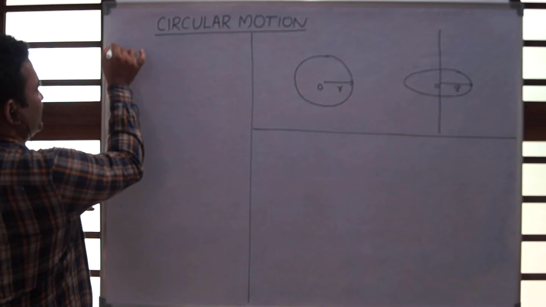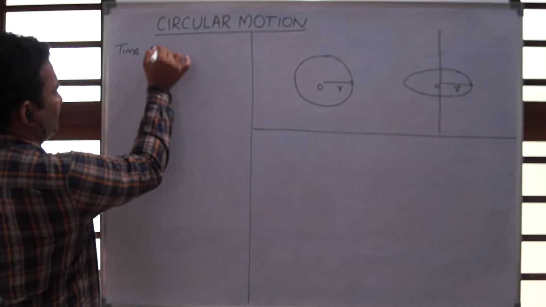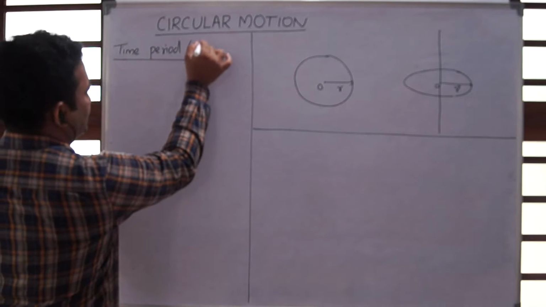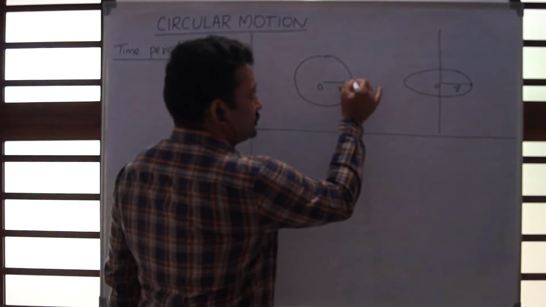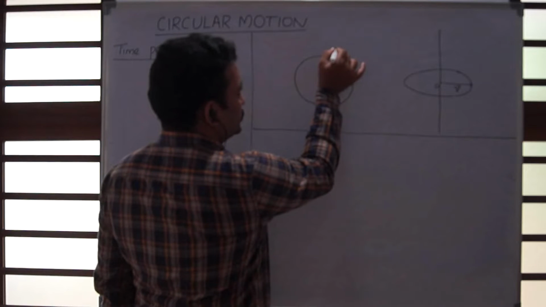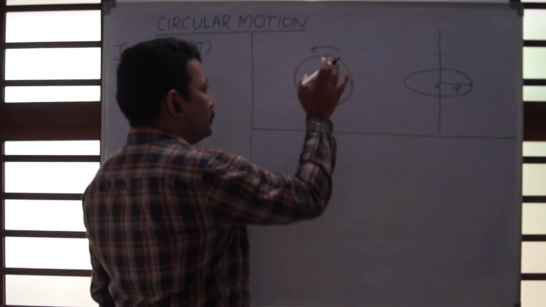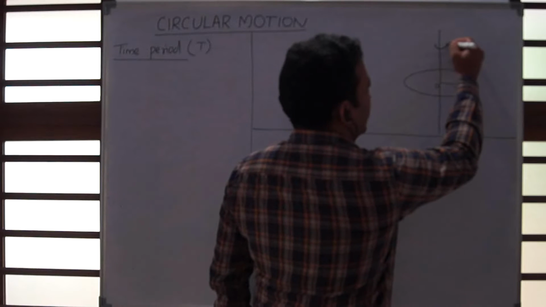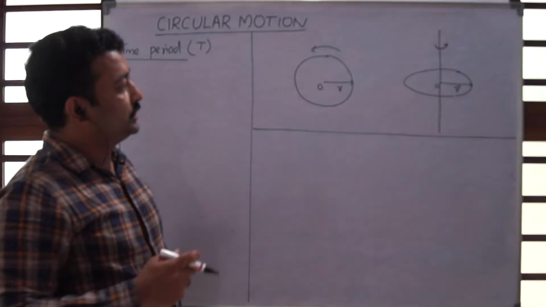The first one, as all of you know, is the time period of motion. Time period is represented by capital T. What is time period? If the particle starts from this point and moves along the circle like this, suppose we are assuming that the particle is moving in an anti-clockwise manner. If I am looking from the top, I draw that with an arrow mark like this. So that is an anti-clockwise circular motion.